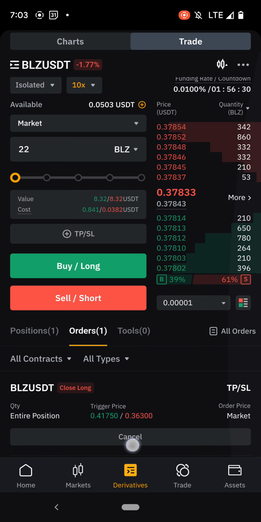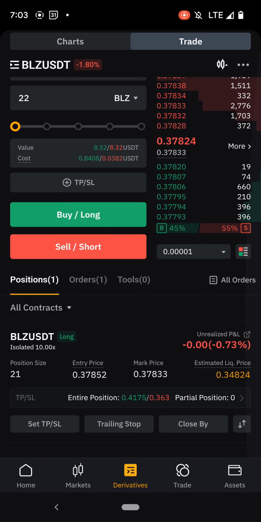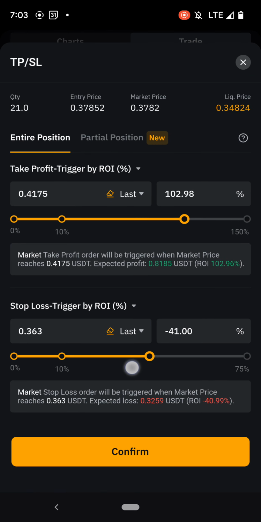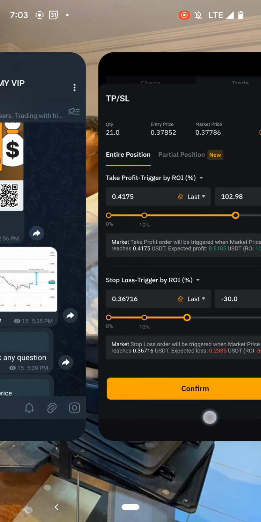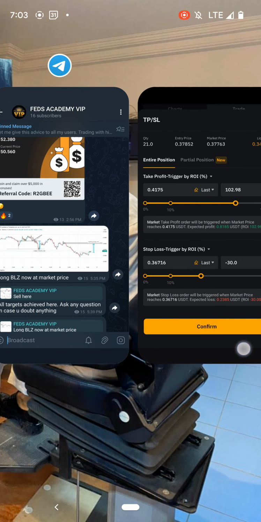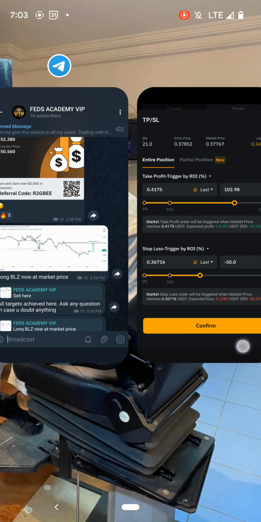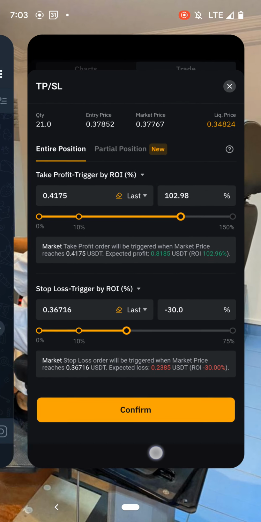You can decide to cancel it here, or just go directly again to where you have your stop loss and take profit. You set a different one. You can reduce it to 30. You can reduce it depending on what the signal is saying. This one now, the signal did not give us any stop loss or take profit. You are the one to use any stop loss and take profit of your choice.